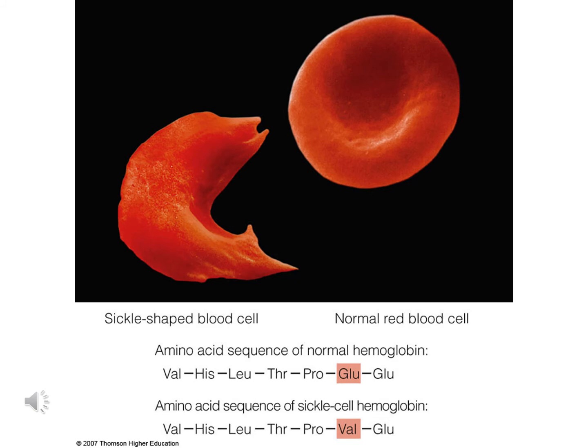This one variation is what then causes the synthesis of a sickle-shaped red blood cell. Again, this occurs due to a genetic issue or a variation when it comes to synthesizing this specific body protein, which is hemoglobin.